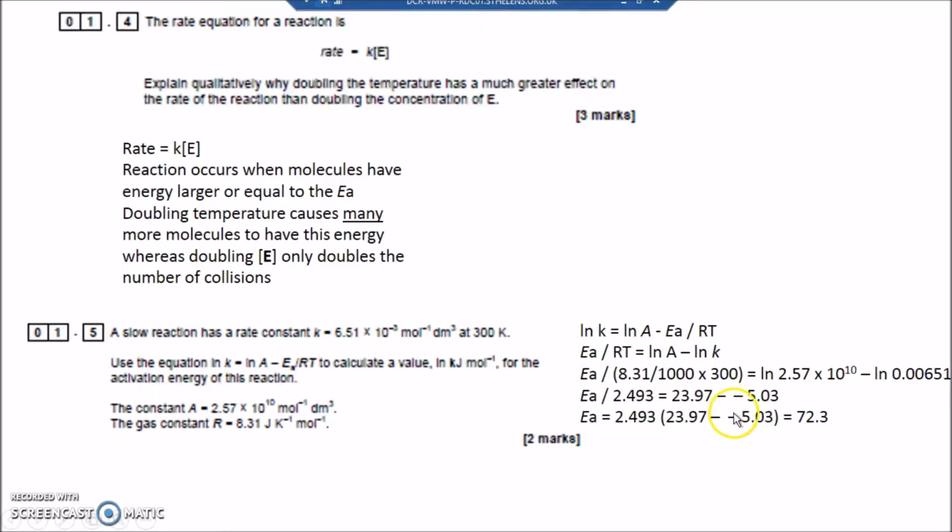Two negatives, by the way, will equal a plus. And this is divided by on this side, so it's going to be going across the equal sign. It's going to be multiplied: activation energy equals 2.493 multiplied by these two numbers now added together, and it'll come out as 72.3.